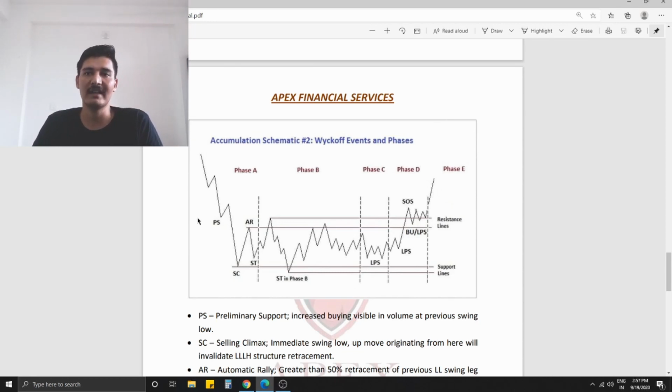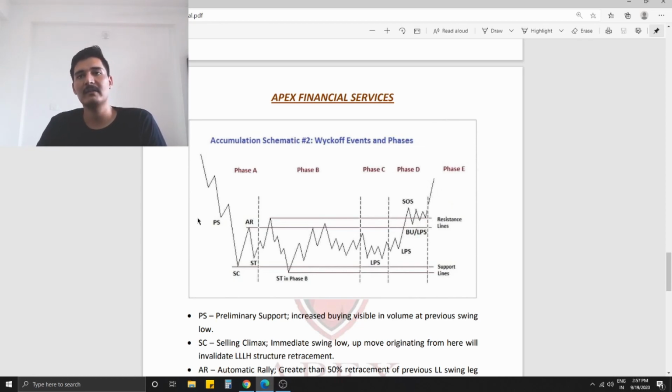Then we come to the SC, or selling climax, where the sellers, the big operators, the big sellers, move out of the picture. They don't want to short sell anymore. That becomes your immediate swing low, and as long as that is not invalidated, you can be certain that a trend change is going to come pretty soon.